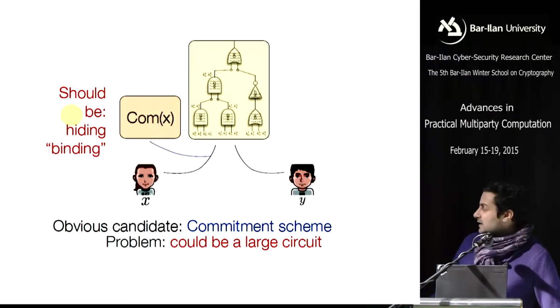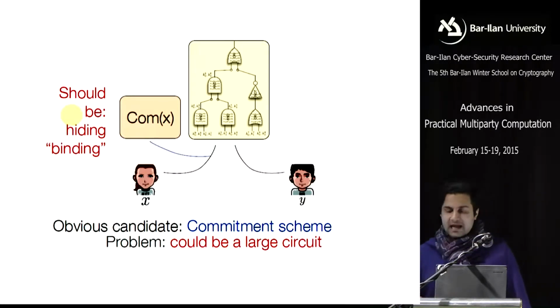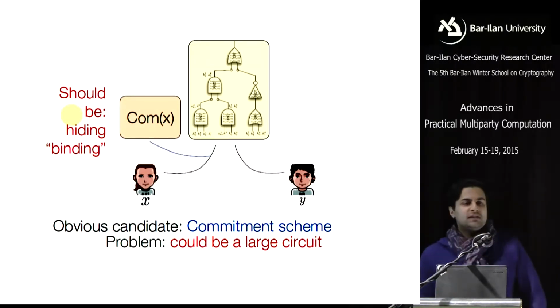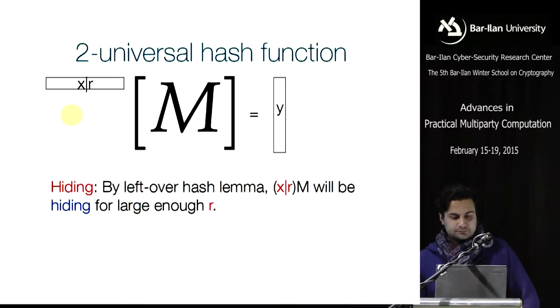But the problem is that a commitment scheme might have a very large circuit, so although we might win for some of these things, it's not necessarily a good solution. So now we want to find, instead of a generic commitment scheme, a more efficient one, and we discovered that this information theoretic thing, a hash function, would actually work for this.